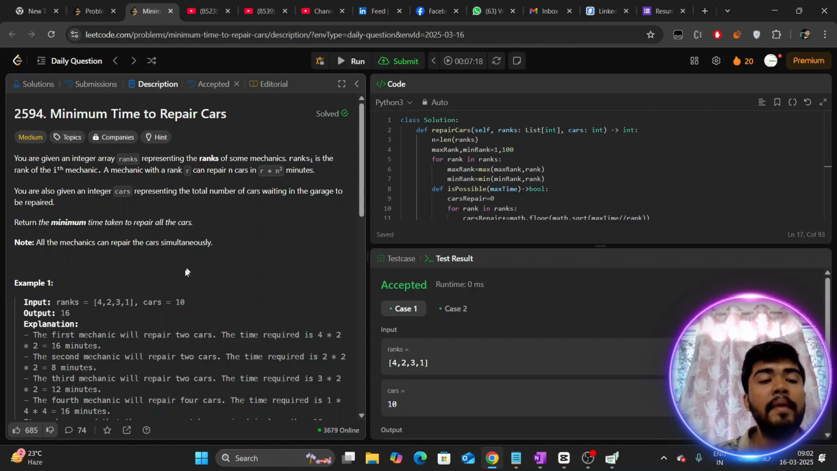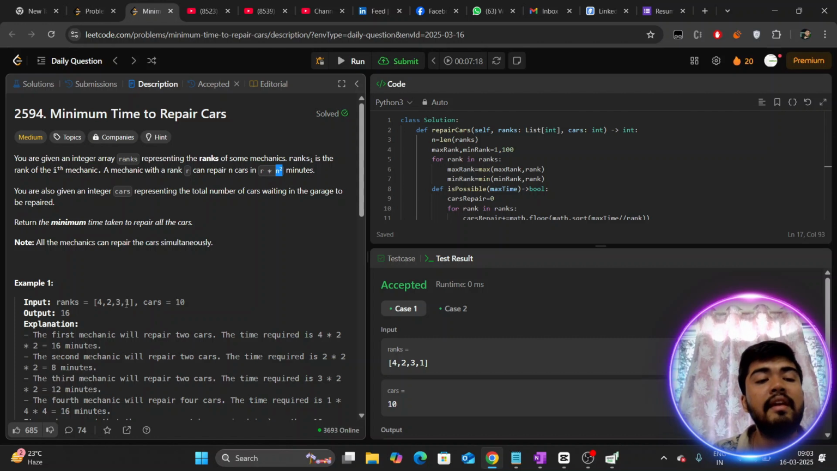Now let's suppose two mechanics, one with rank 4 and another with rank 1. Let's suppose we are giving two cars to repair, so n is going to be 2, so 2 square is 4. This n square factor is constant for both mechanics. Then which mechanic is going to take less time? The mechanic whose rank is lesser.